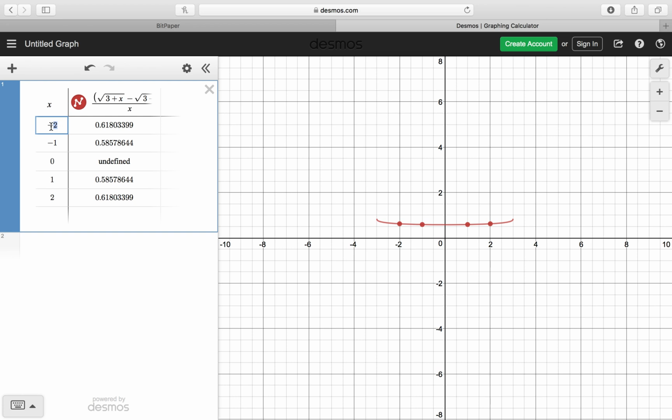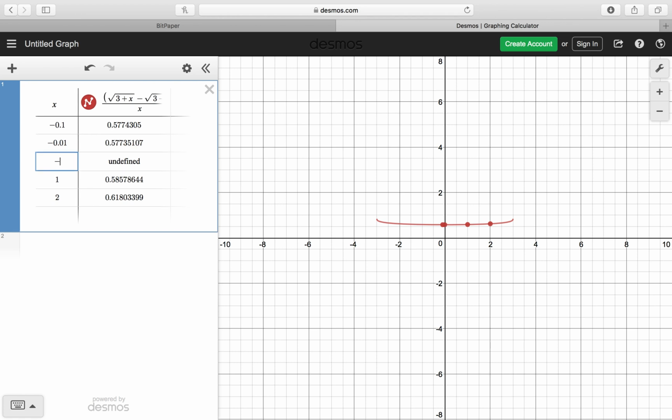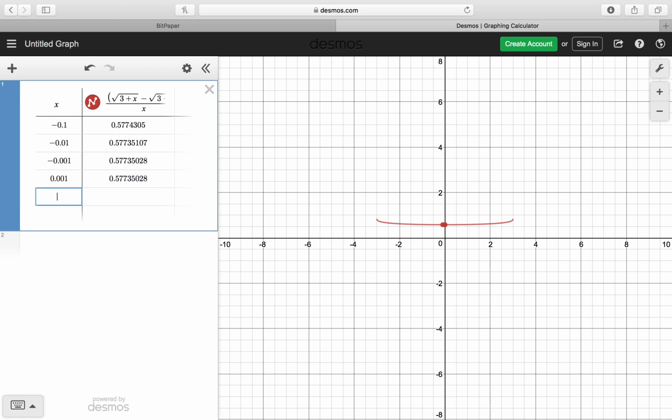So I'm just going to do negative 0.1. And what's really cool is now it auto corrects right here. Super cool. And then we have negative 0.01. And then we have negative 0.001. Then we have 0.001, 0.01, and then finally we have 0.1.